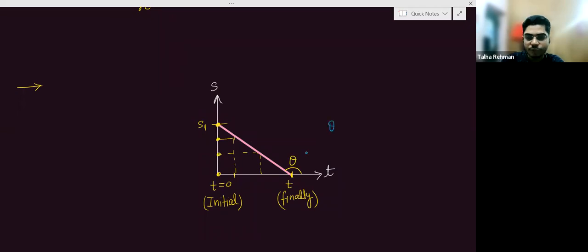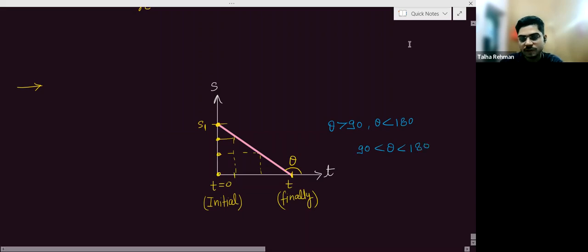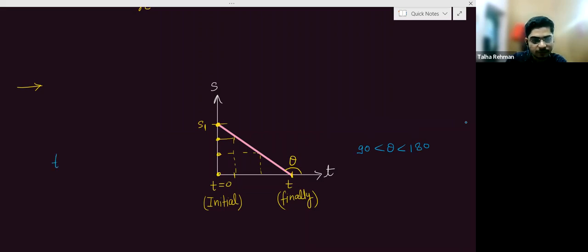Your theta here is greater than 90 and less than 180. Less than 180 means your theta is between 90 and 180. If this is the case, you can say that your tan theta will be less than 0. Less than 0 means tan is negative. And I have told you the slope of the graph is equal to tan theta.